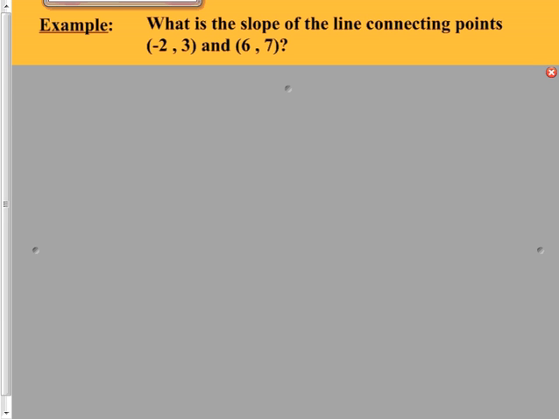Okay, let's look at an example here real quick. What is the slope of the line connecting the points -2, 3 and 6, 7?